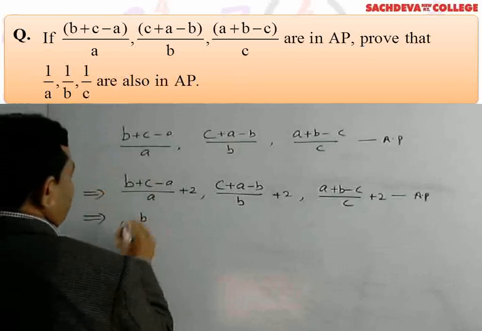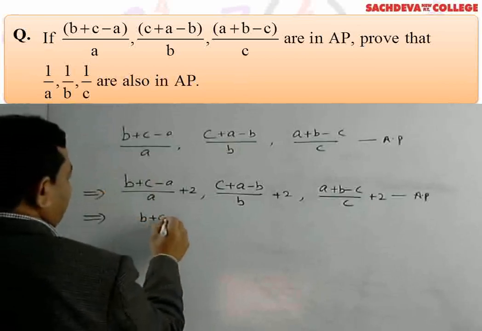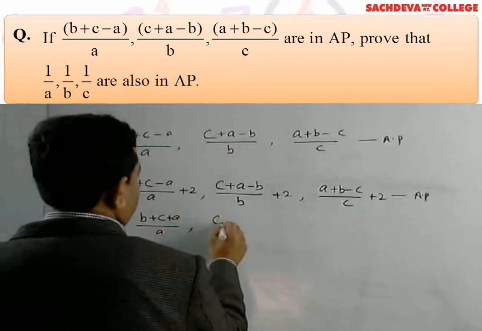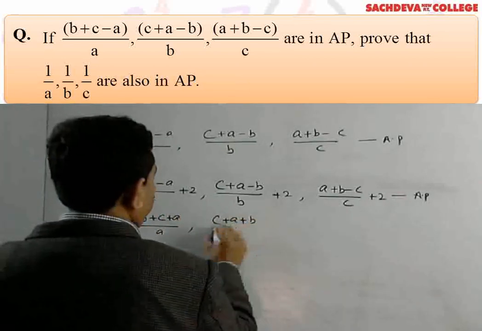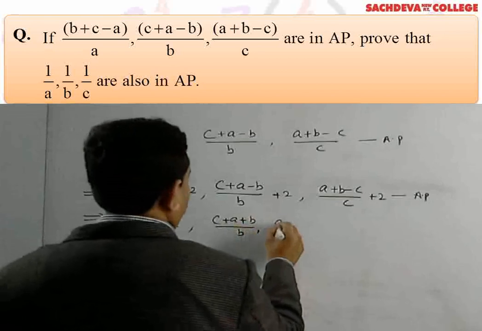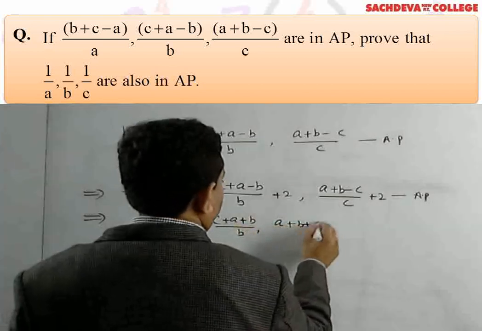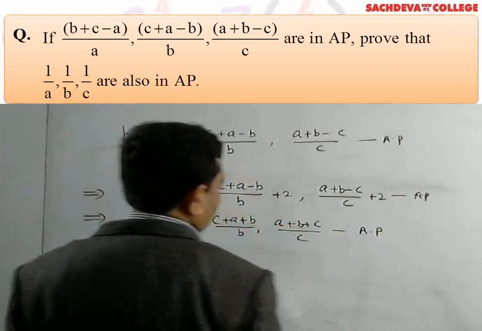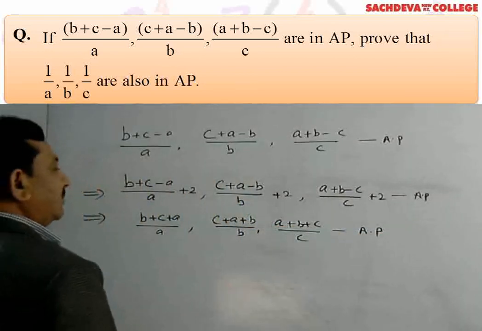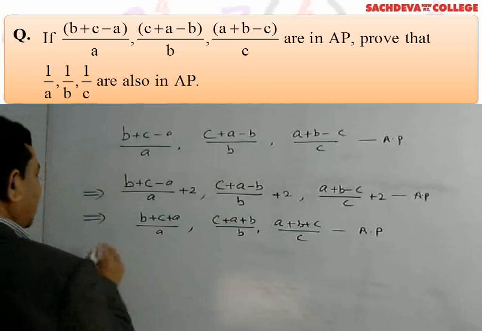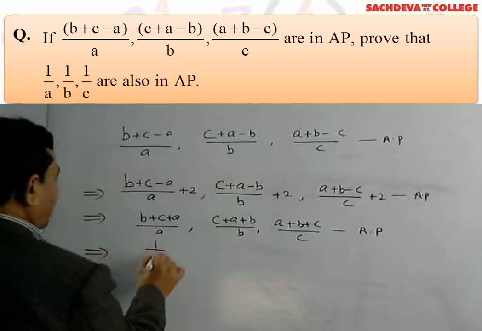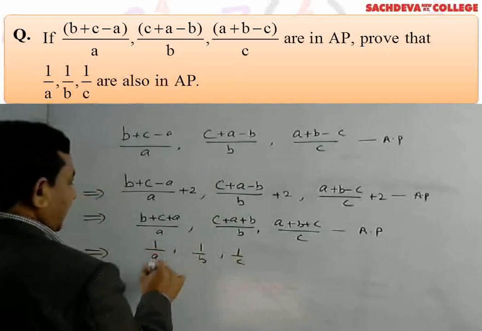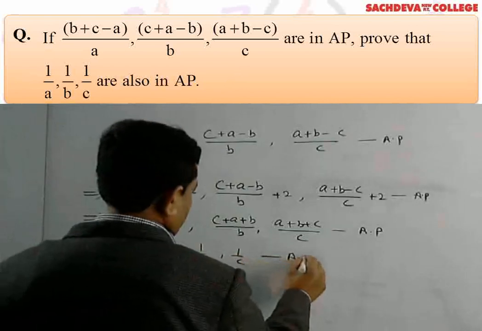So on solving, we find (B plus C plus A) upon A, (C plus A plus B) upon B, and (A plus B plus C) upon C will also be in AP. If we divide each term by A plus B plus C, then we find 1 upon A, 1 upon B, 1 upon C are in AP also. Hence proved.